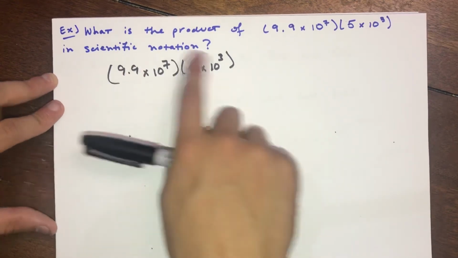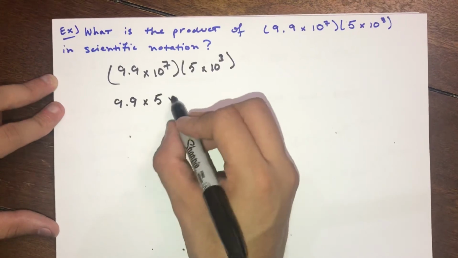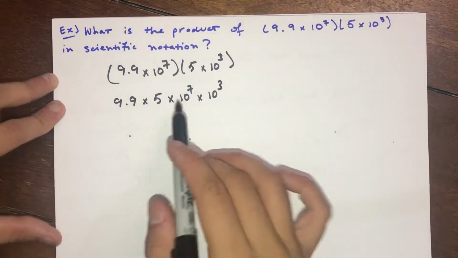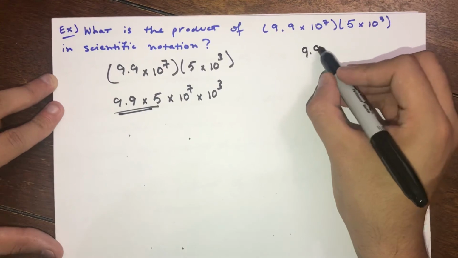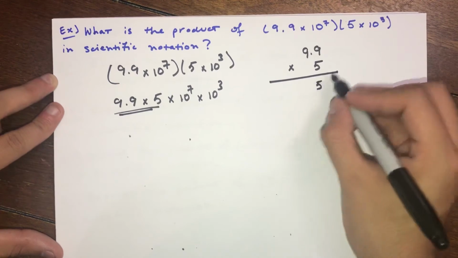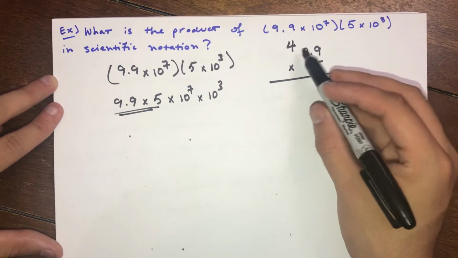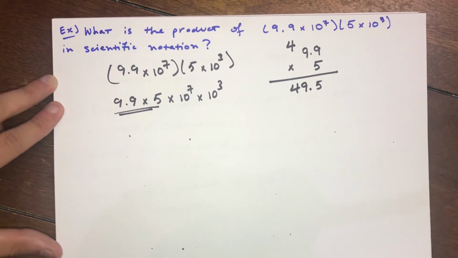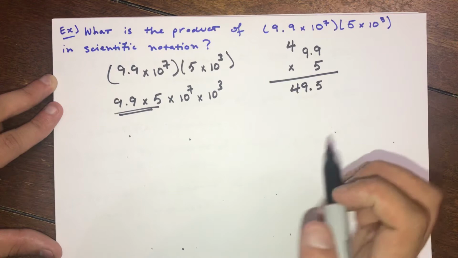Since this is all just multiplication, we can rearrange it like we did before. We'll get 9.9 times 5 times 10 to the 7 times 10 to the 3. The first thing you want to do here is 9.9 times 5. You go to the side: 9 times 5 is 45, carry the 4. 9 times 5 is 45, 45 plus 4 is 49. We move the decimal point once to the left because there was only one decimal place, so we get 49.5.